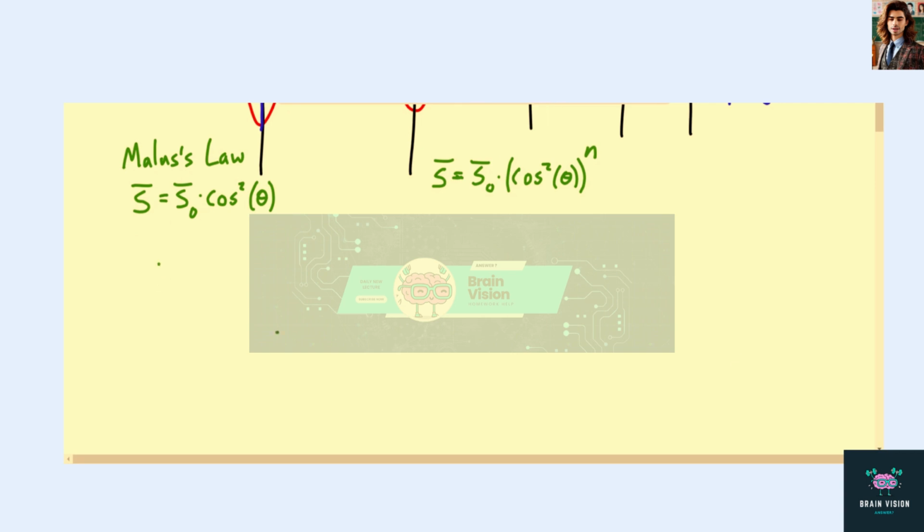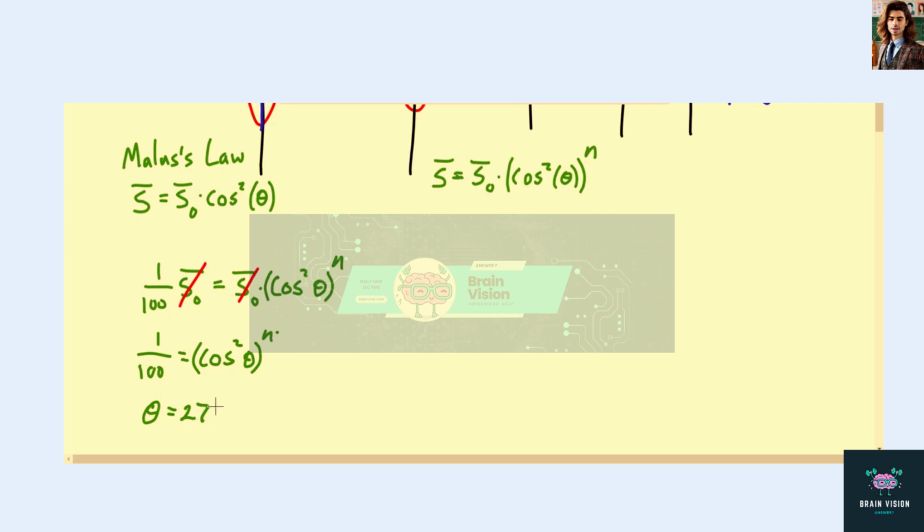So what we want is 1/100th of the initial intensity to be equal to the initial intensity times cosine squared theta to the n power. Well, I think we see that the initial intensity cancels out on both sides, and what we're looking for is 1/100th to be equal to cosine squared theta to the n power. Now we know that theta is always 27 degrees, so let's go ahead and plug that in.